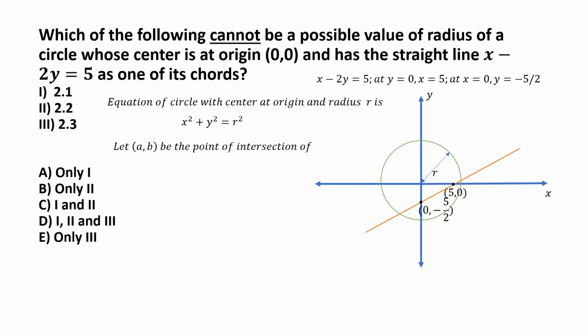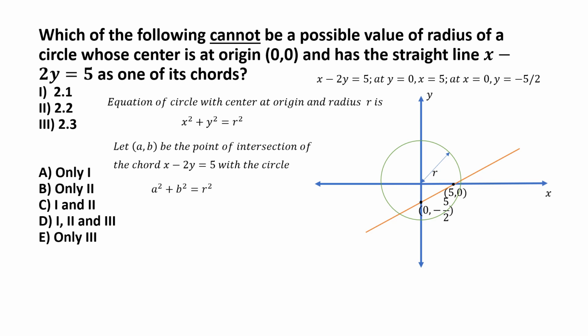And let's suppose that the coordinates at the point of intersection of the chord x minus 2y equal to 5 with this circle is (a, b). So a is the x coordinate and b is the y coordinate. And therefore, this point of intersection with coordinates (a, b) will satisfy the equation of the circle as well as the equation of the chord, right? Because it's a common point belonging to both the circle and the chord.